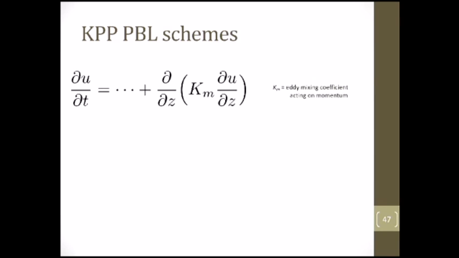So before I explain why those PBL schemes, which share the same grandparents, are different, I need to explain a little bit of what they have in common. These are schemes called KPP schemes, which stands for K-profile parameterization. I'm going to try to give you a little flavor, as simple as possible, but hopefully no simpler, of how these things work.